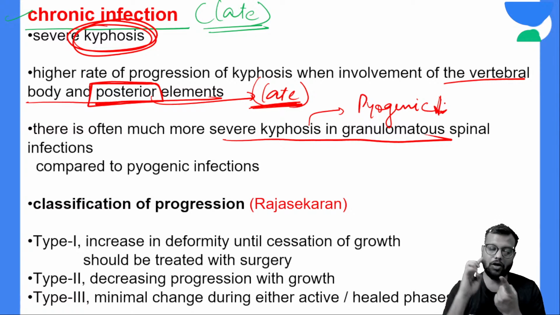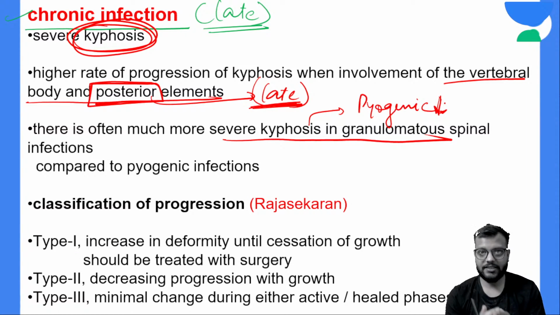So TB will be insidious in onset, the disc space will not be involved in early cases, the chances of paraspinal abscesses will be less, and the kyphosis will be less severe and slower in progression.